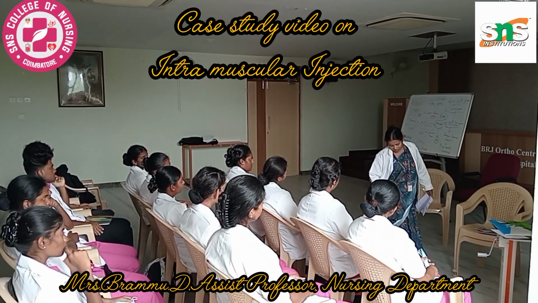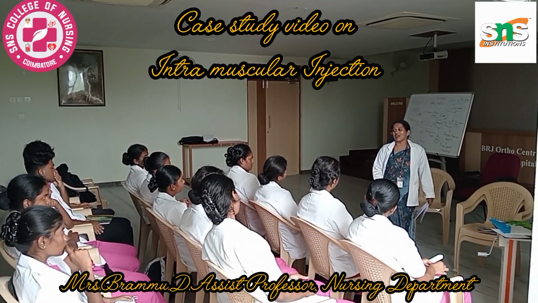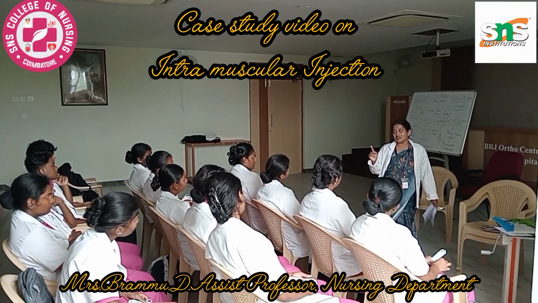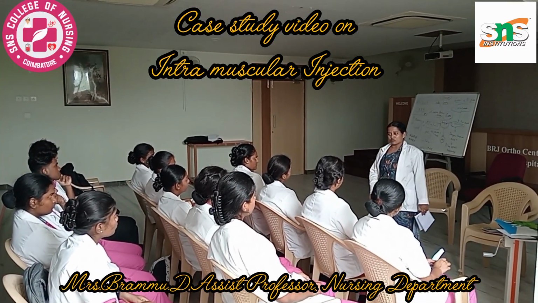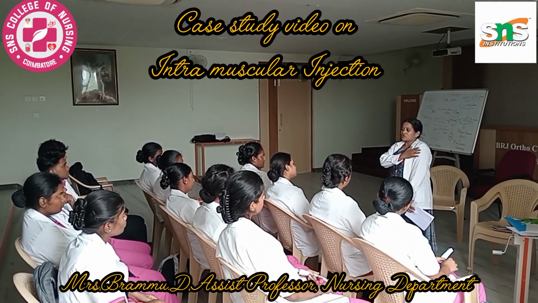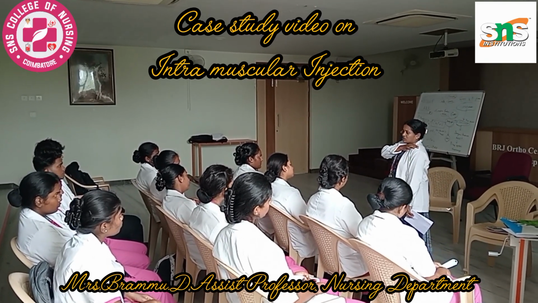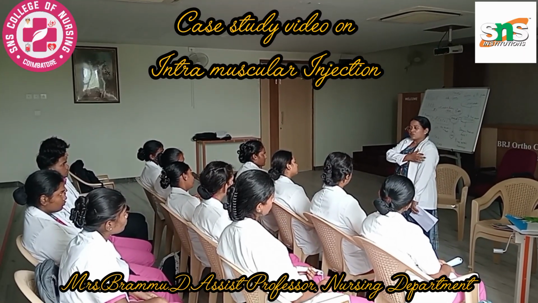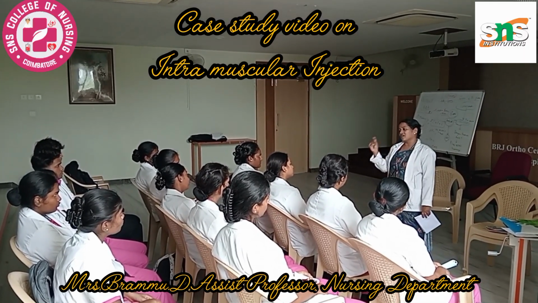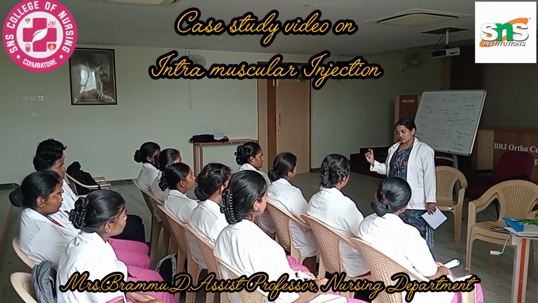So 3 portions are there. The outer aspect, not the anterior, for an adult. For pediatric, you can give it onto the anterior portion. In the deltoid, of course you know, you will feel the acromion process. Just 2 inches below the acromion process, form a small triangle, and that triangle base is your deltoid region.